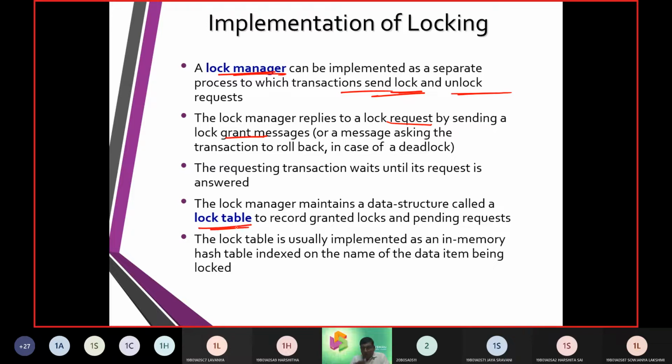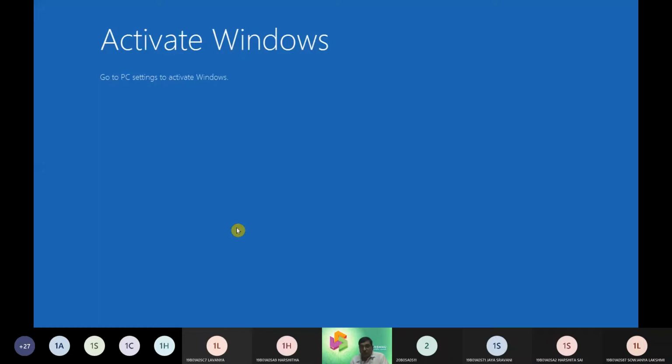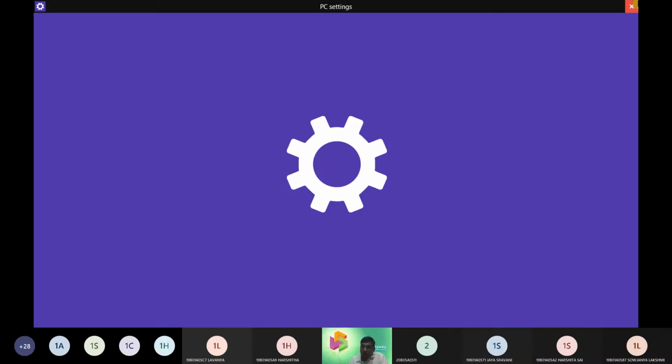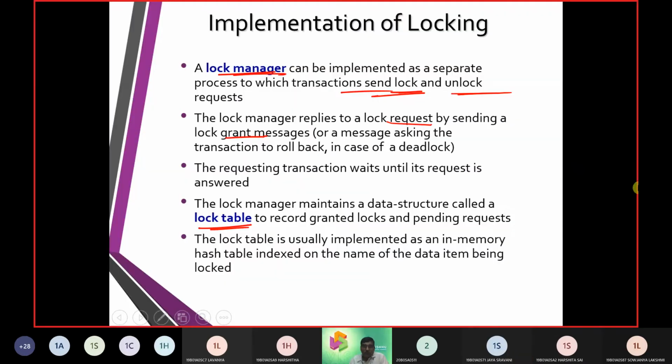That is where the lock table is going to be implemented. A lock table will tell which process needs to be locked and which process needs to be unlocked. Such elements are going to be maintained in the lock table, thereby we can grant the locking privileges or take back the locking privileges.